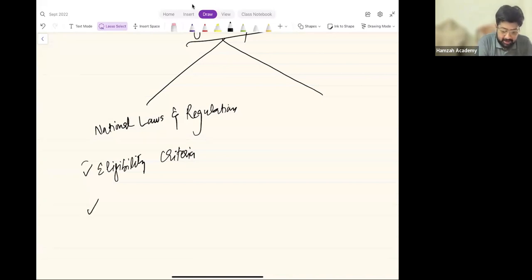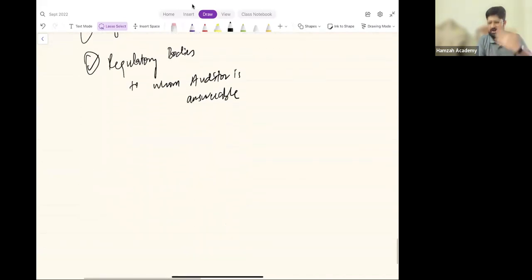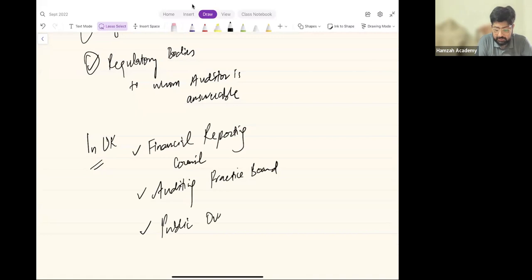And there are regulatory bodies in the countries to whom the auditor is answerable. For example, in the UK, they vary from country to country. You need not memorize this. In the UK, there is the Financial Reporting Council, the Auditing Practices Board, and the Public Oversight Board. I have given you three examples in the UK; there are many more as well. The auditor is answerable to them, and they regulate the auditor in one way or another.